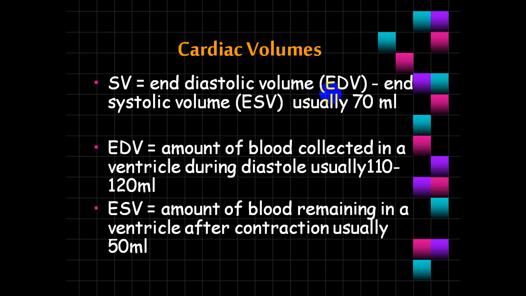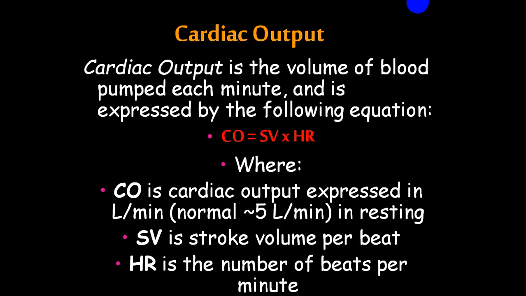End diastolic volume is the amount of blood collected in a ventricle, as we said, by venous return during diastole, usually in the healthy adult between 110 and 120 ml in a resting condition. And end systolic volume is the amount of blood remaining in a ventricle after contraction, or after the end of the systole, usually about 50 ml.